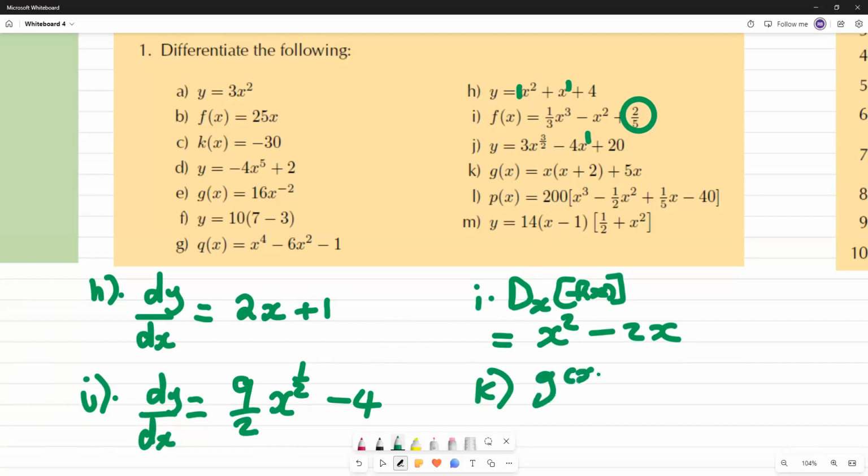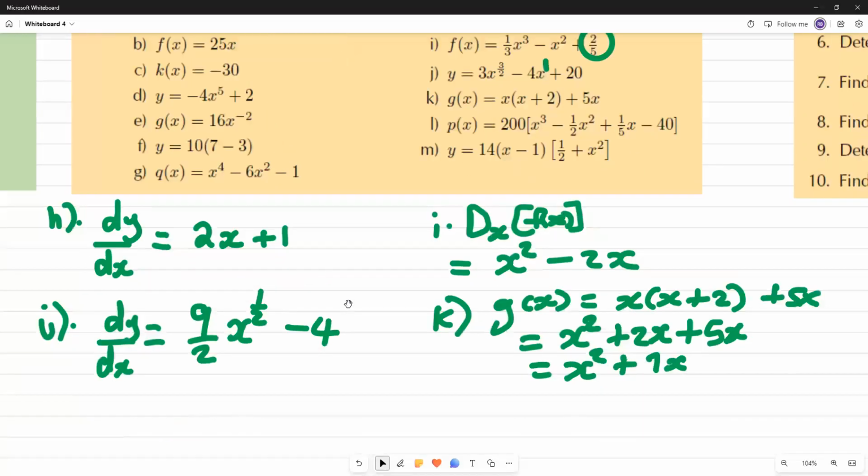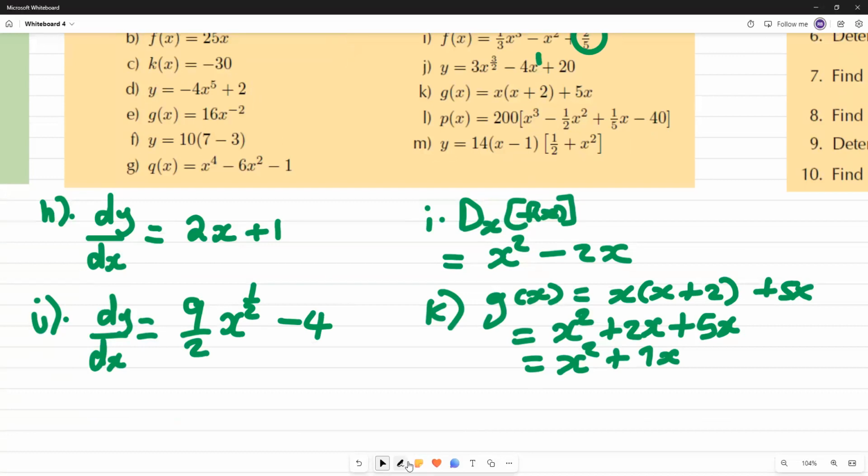On K, we have g of x equals x plus 2 times x plus 5. Remember, I said we don't need brackets. So I need to remove the brackets first. So I'm going to have x squared plus 2x plus 5x, right? Remember, this times that, and then that times that. Then I'm going to have x squared plus 7x. Perfect. And then now, remember here I was not yet differentiating. I was just simplifying, getting things ready. Now I can differentiate. So I'm looking for g prime of x, which equals 2x plus 7. I'm sure you understood how I got that, ladies and gents.